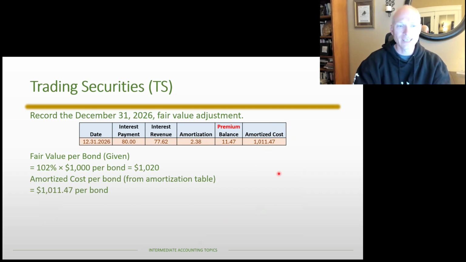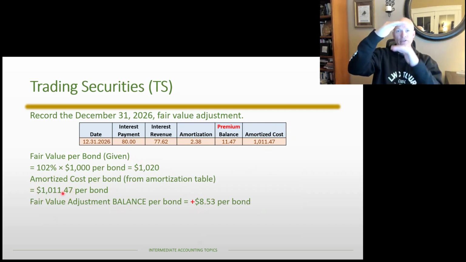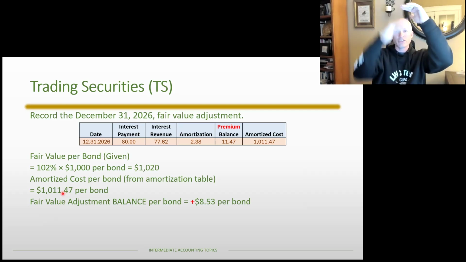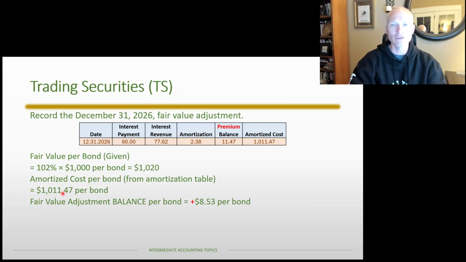$1,011.47. If we take that difference, the fair value adjustment account balance is now a positive number because the fair value is more than the amortized cost. If you remember in the previous one, the amortized cost was here and the fair value was down here, so there was a negative balance. Now the amortized cost is here, but the fair value is up here, which means now there's a positive balance. And that positive balance is $8.53.